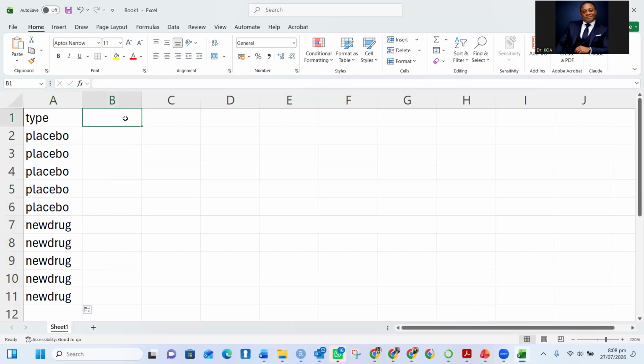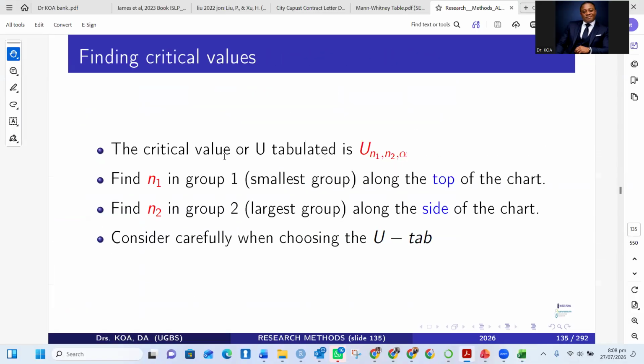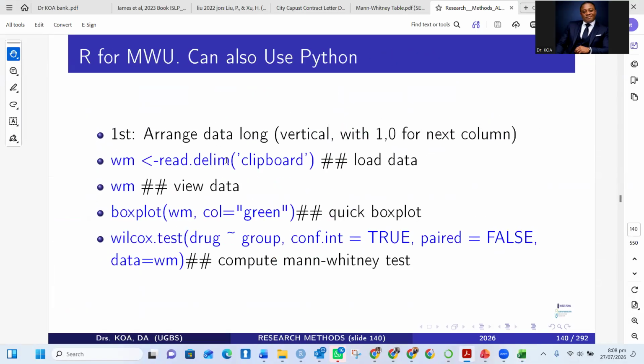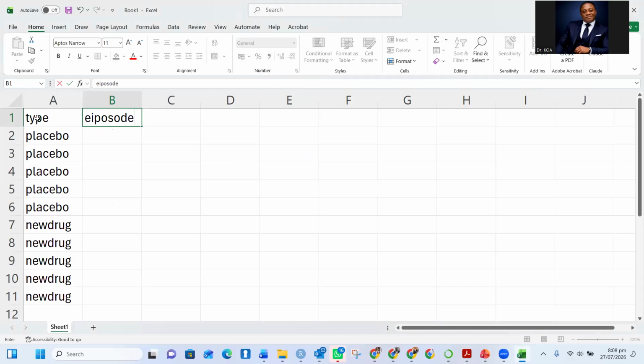Then on the right, you type episode. I think that in the R, I used a different thing. So let me see whether I can use the same thing that was in the R. Okay. So I use drag and then group. So instead of type, I use group. And then here I use drag.